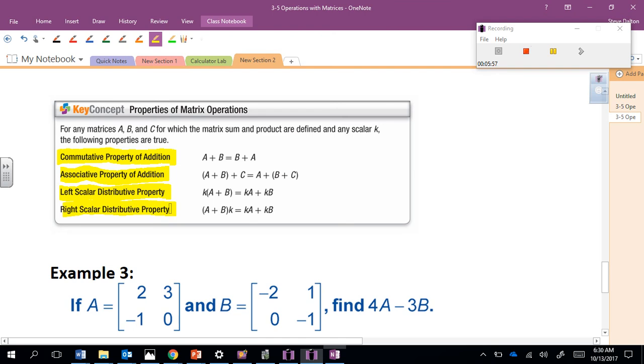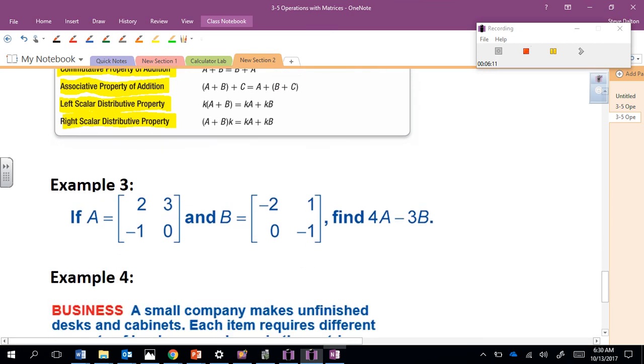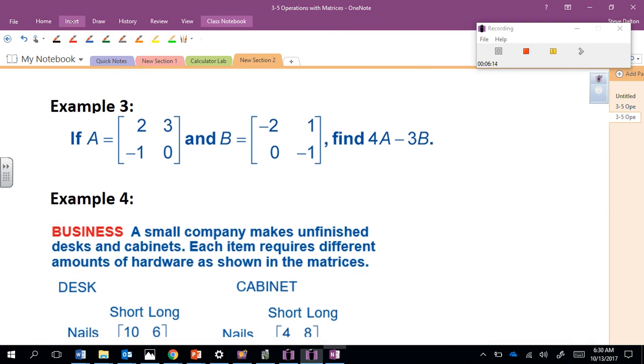The rules don't hold the same when we talk about multiplication. Some rules that we know don't actually work. So like I said, not all the rules we're used to actually apply to matrices. But if we look at example 3 here, they give us a chance to apply multiple rules.